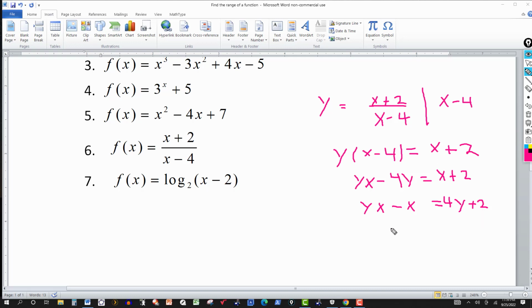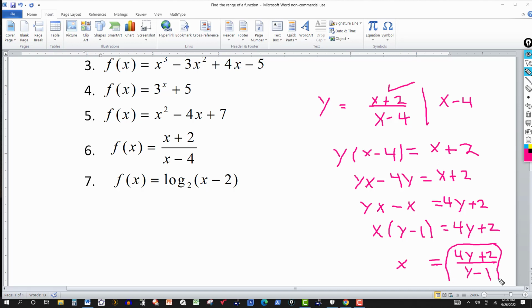And then we want to solve for x, so let's take an x out of this and divide both sides by y minus 1. It'll cancel on this side. So I come up with this: taking this equation and solving for x in terms of y, we get x equal to 4y plus 2 over y minus 1. Then you just look at the right side and see if there's any restriction on y. If there isn't, then you can say that the range is all real numbers, from negative infinity to infinity.